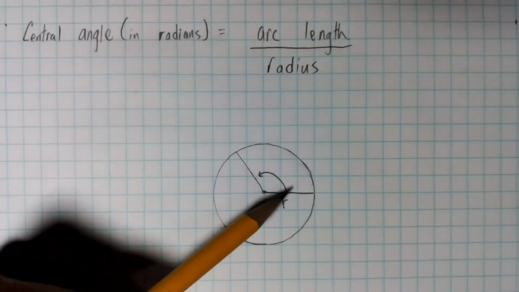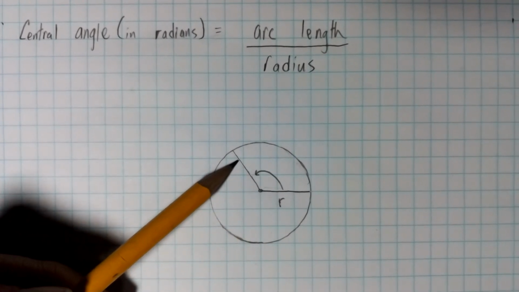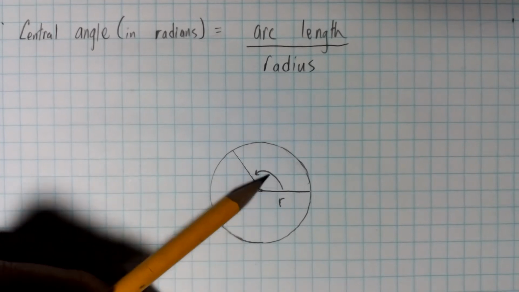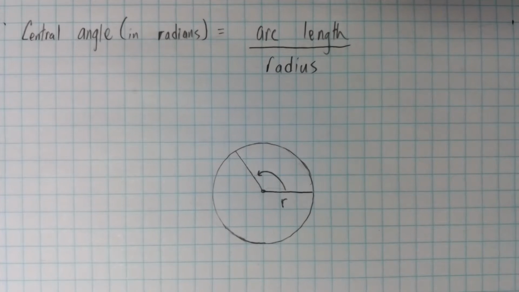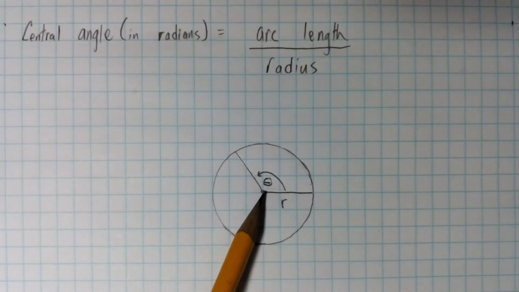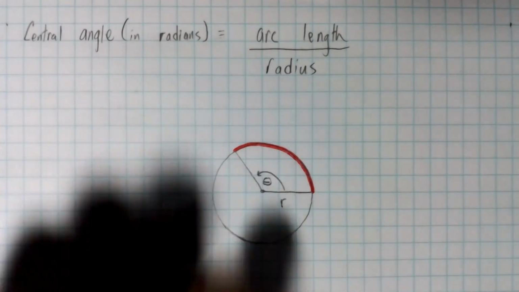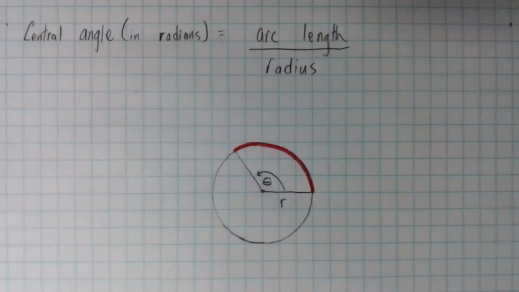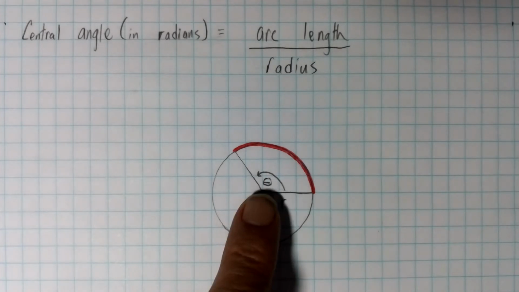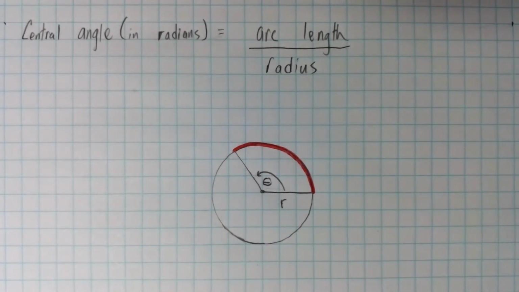Now let's say that radius line was to rotate through the circle to, let's say here. The angle of rotation is called the central angle, and we use theta to describe the central angle. The length of the arc through which that angle rotates is called the arc length. So that red line there is the arc length. This is the central angle and the radius.